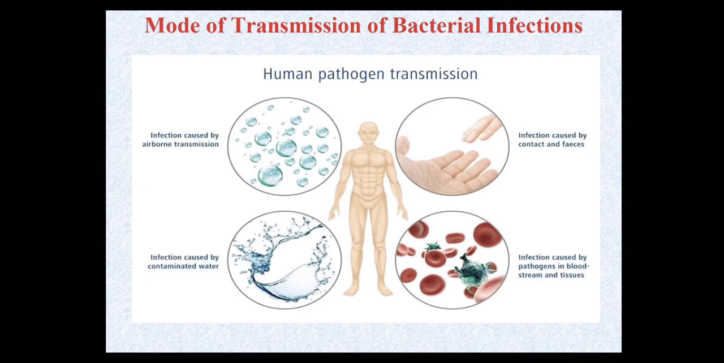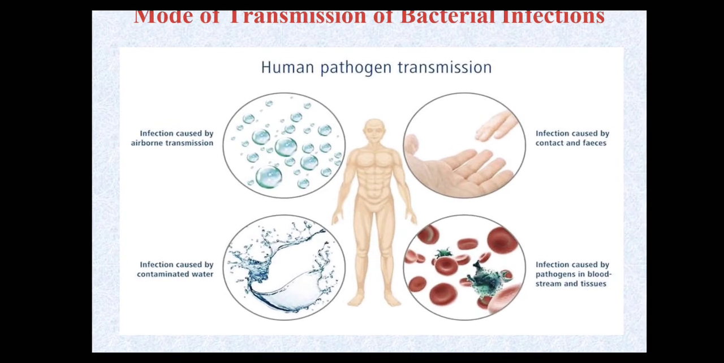Okay, so first is infection caused by airborne transmission. COVID-19, this pandemic situation in which the whole world is suffering from the infection called COVID-19 or corona, right? So this infection comes under infection caused by airborne transmission. Also it comes under the contagious infection type.